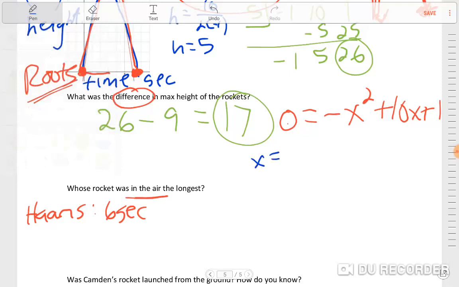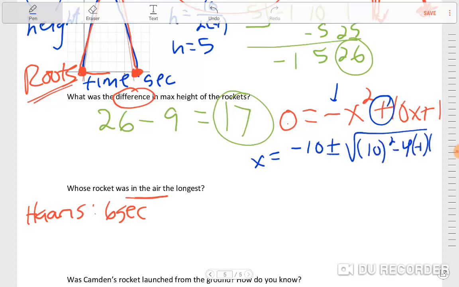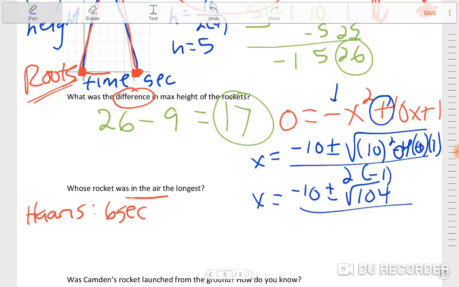So when I use quadratic formula, x is equal to, and for quadratic formula, I can leave that negative. So I'd be negative b, so -10 plus or minus the square root of 10 squared minus 4 times that -1 in the front times c, which is also 1, over 2 times -1. When I evaluate my discriminant, 10 squared is 100. There's two negatives there. So 4 times 1 times 1 is 4. So I get the square root of 104 over -2.